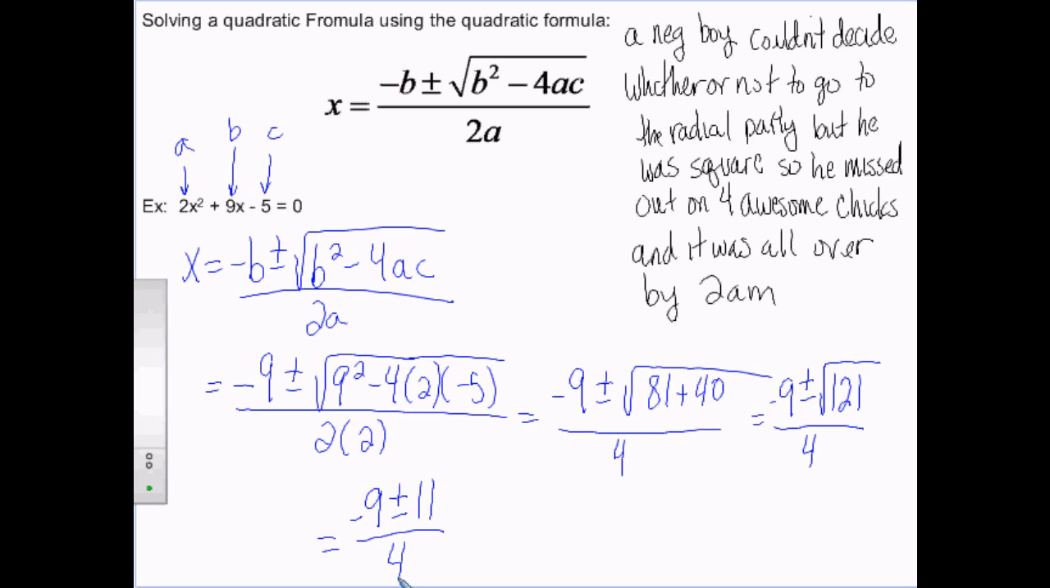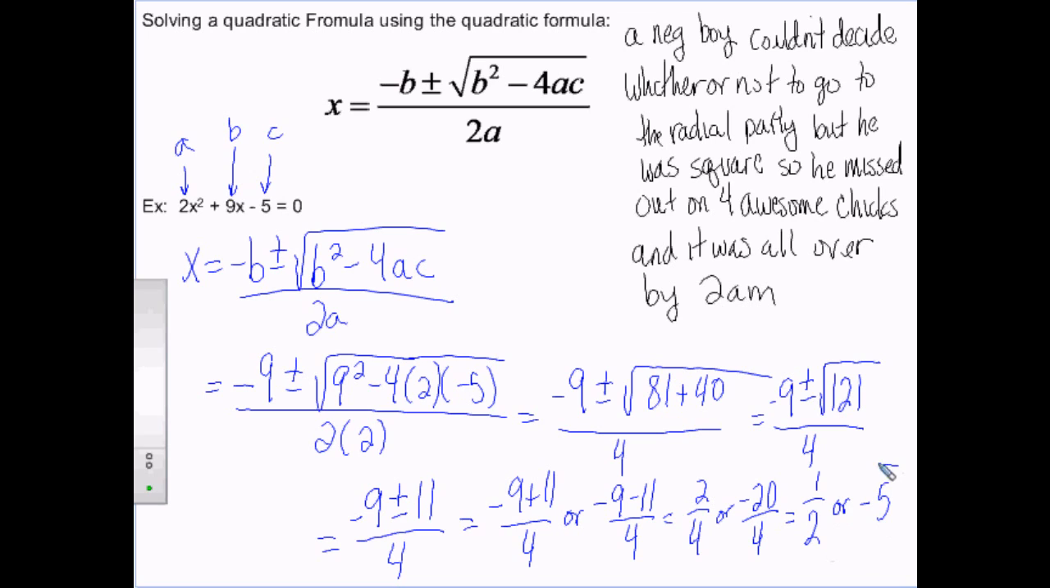And now I do negative 9 plus 11, and negative 9 minus 11. Negative 9 plus 11 is 2. Negative 9 minus 11 is negative 20. So 2/4 becomes 1/2. And negative 20 divided by 4 is negative 5.